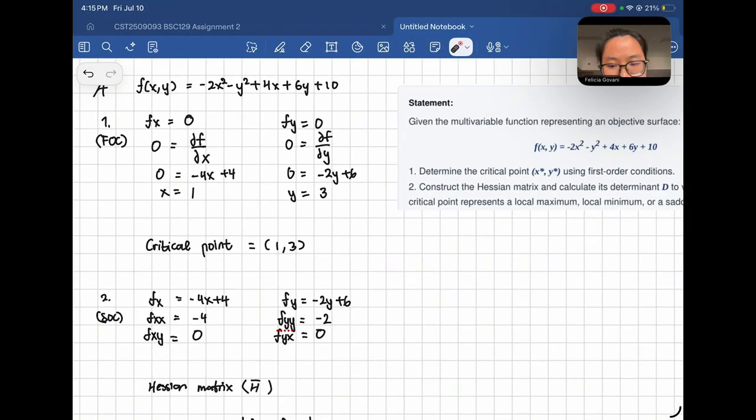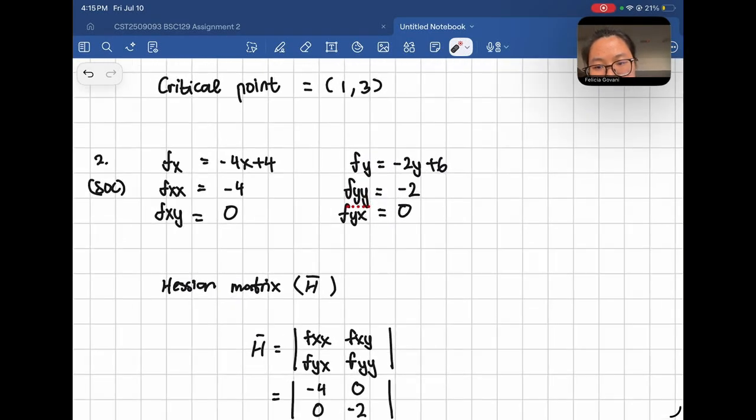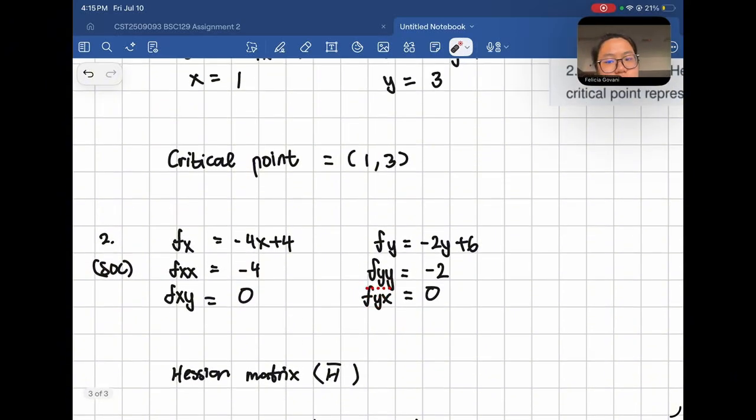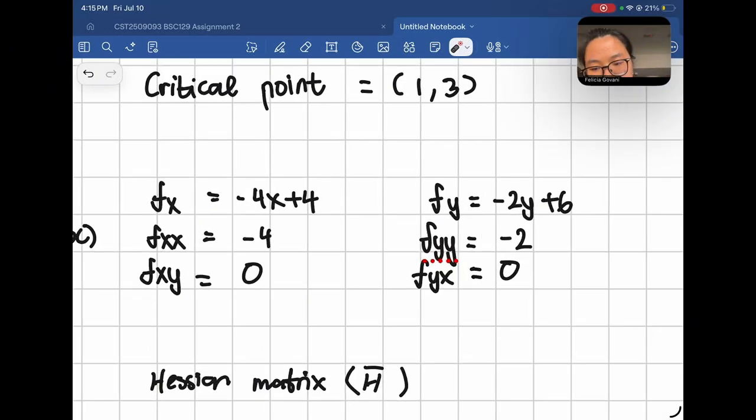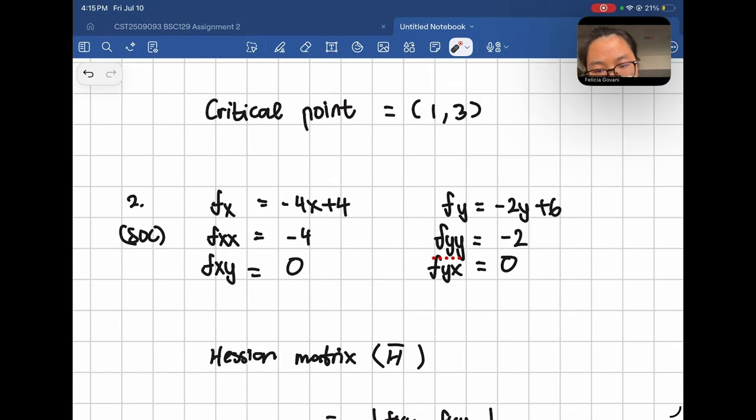So we use a Hessian matrix. How do we do a Hessian matrix? Just now we took the first partial derivative; we differentiate again to get the second derivative. For x, the first derivative is minus 4x plus 4, so if we differentiate again, it becomes minus 4. And for the variable y, the first derivative is minus 2y plus 6, and the second derivative becomes minus 2.